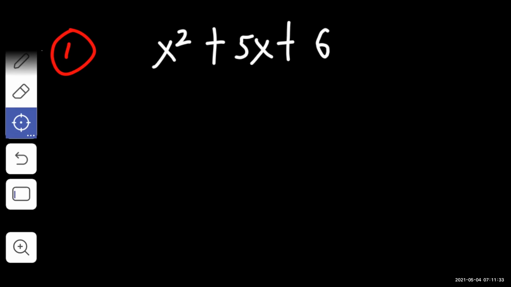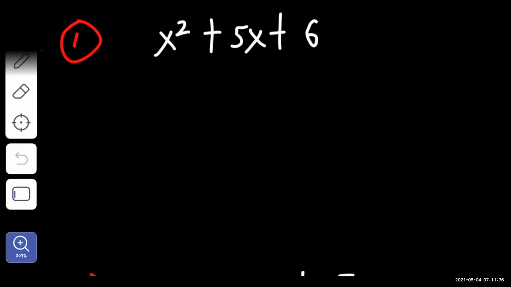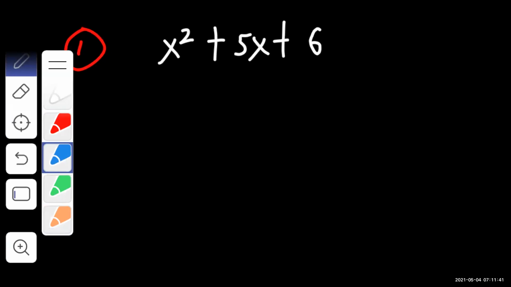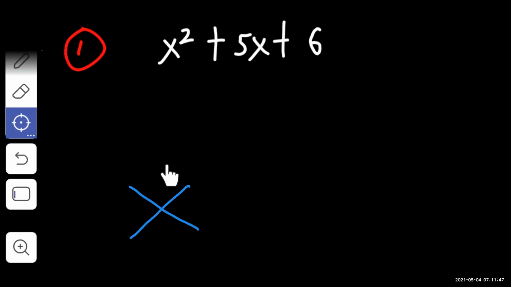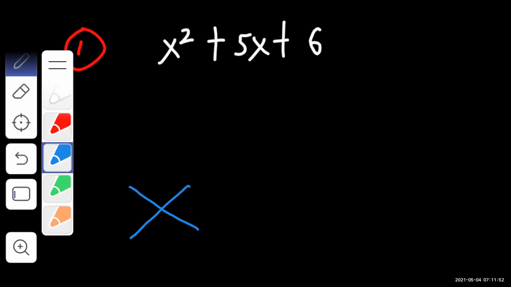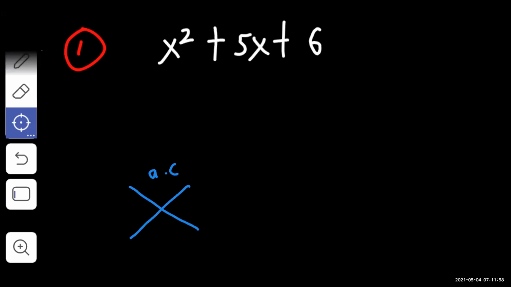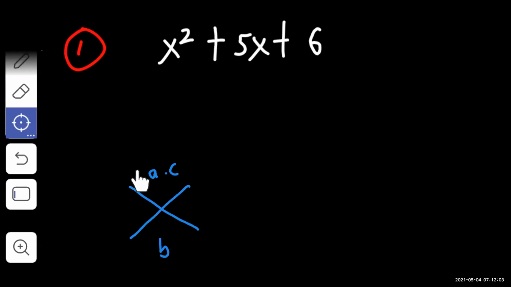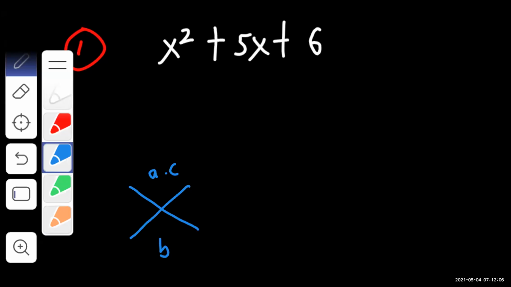How does it work? It's really simple. It's exactly like the word says, the big X method. We're going to make a big X here, and then we're going to fill it with some values. Here we're going to put the product of A times C, and here we're going to put B. What are A, B, and C? Do you remember the standard form? This is A, the quadratic term, this is B, and this is C.